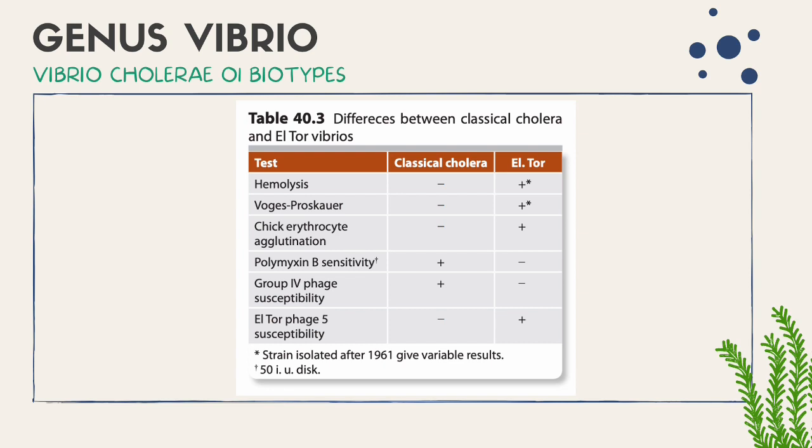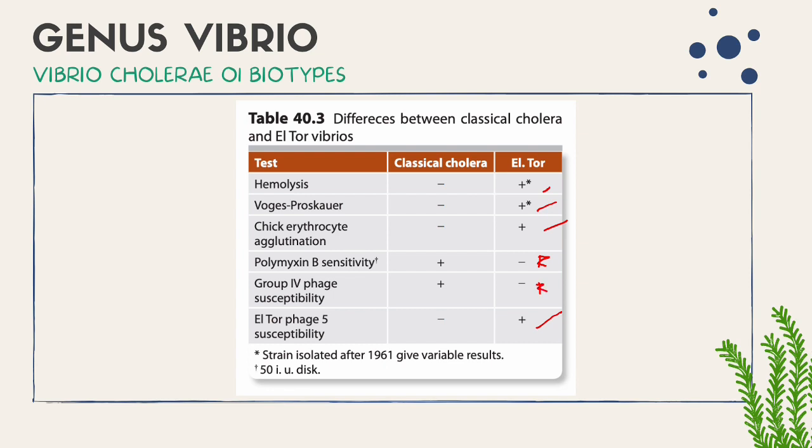Here is the summary of tests and procedures that differentiate classical cholera and El Tor cholera biotypes. As you can see, El Tor is positive in all the tests and resistant in our two sensitivity tests.